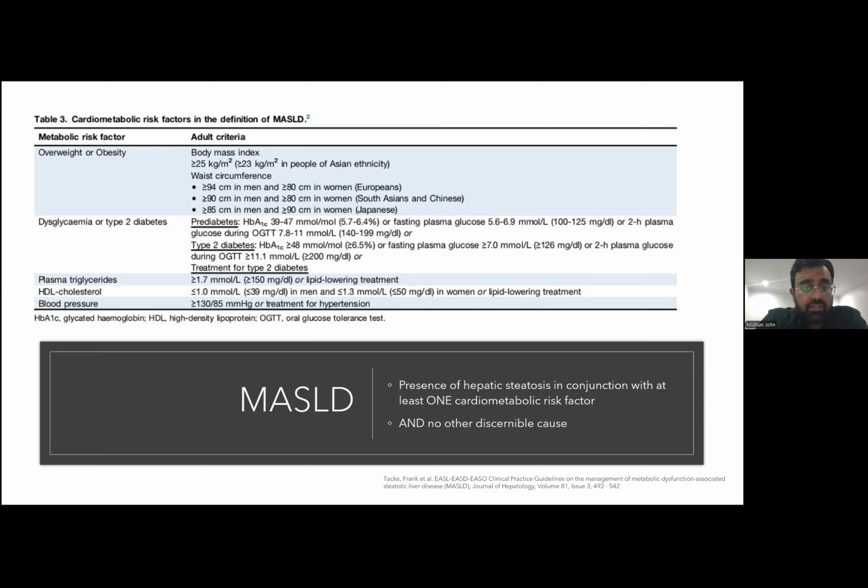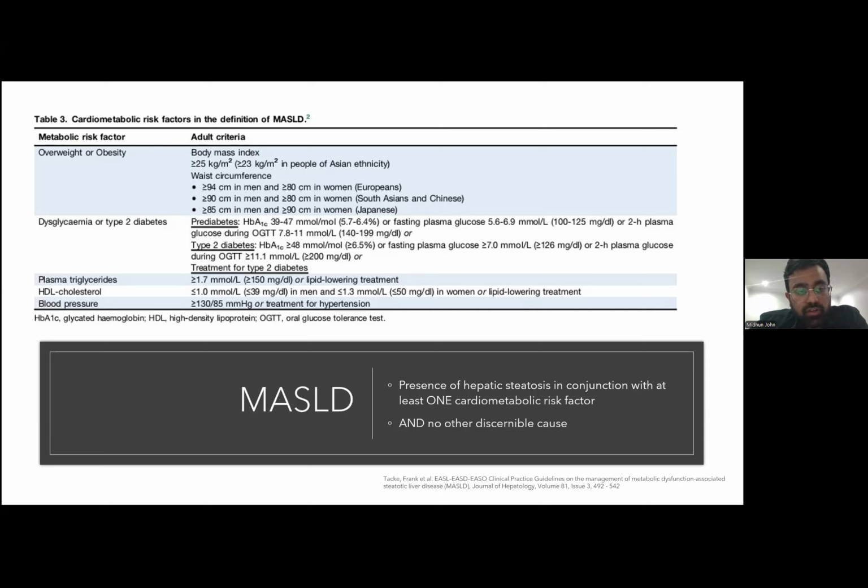Pre-diabetic patients as well, with the HbA1c between 5.7 and 6.4, or a fasting plasma glucose of 5.6 to 6.9, or, excuse me, an OGTT of 7.8 to 11, are considered as a risk factor, with type 2 diabetes in general that is also uncontrolled. And that would be your cardiometabolic risk factor for that particular section.